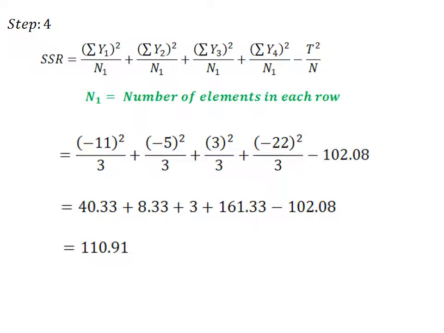How many Y's are there? That means detergents, 4 detergents are there. Therefore, summation of y1 the whole square by n1 plus summation of y2 the whole square by n1 plus summation of y3 the whole square by n1 plus summation of y4 whole square by n1 minus T square by n, where n1 is the number of elements in each row, right? So already I have the values in the table. You just replace the values and simplify this. You will get 110.91 as the answer for SSR, that is sum of squares with respect to row.